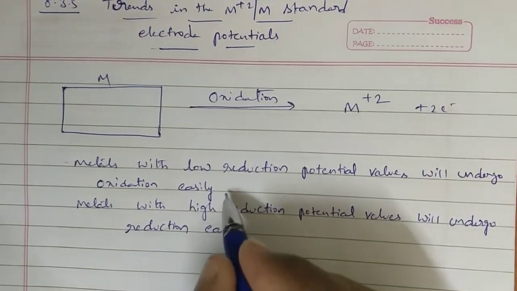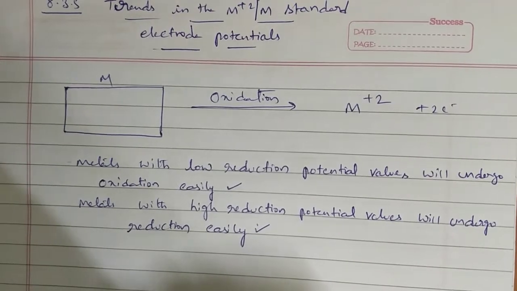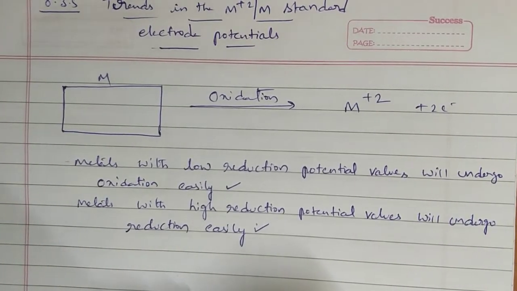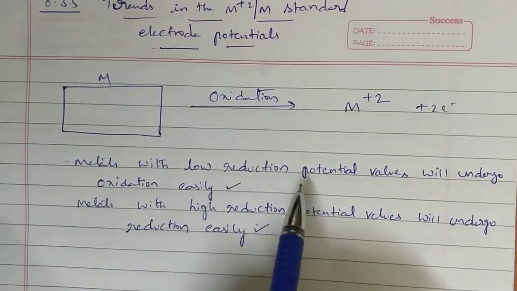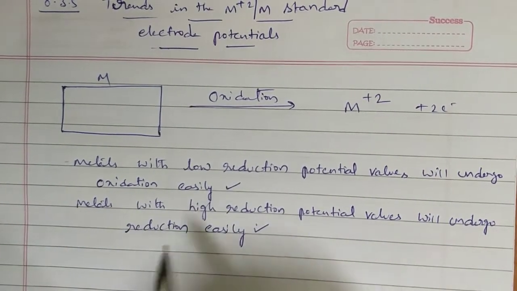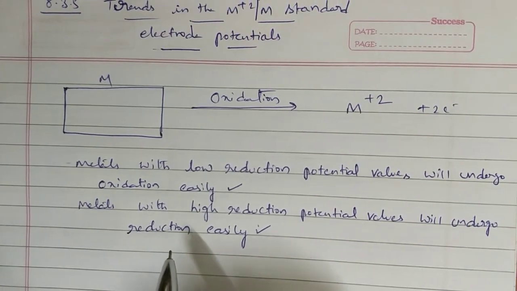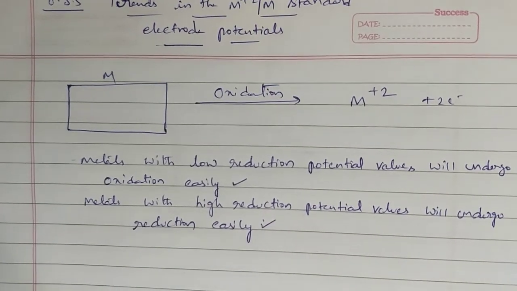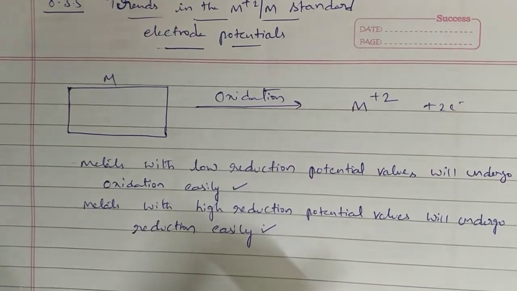Okay, if you remember these 2 points keenly, we can go through the explanation easily related to trends in the M+2 such that M standard electrode potentials. Is it okay? One more time. Metals with low reduction potential values will undergo oxidation easily, and metals with high reduction potential values will undergo reduction easily. So according to the reduction potential values, we can discuss that one metal will undergo reduction easily and one metal will undergo oxidation easily. In what way their values are going to be varied practically, all those things we want to discuss now. Okay, that one in the form of a graph they gave. Let us see that graph.